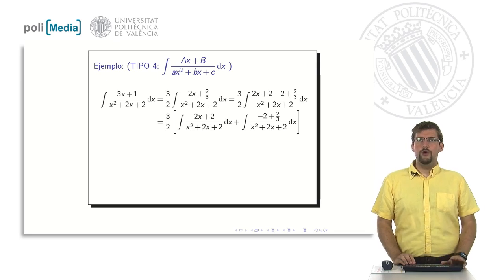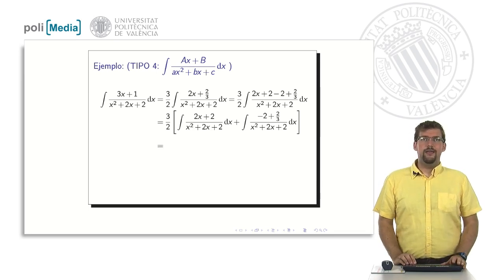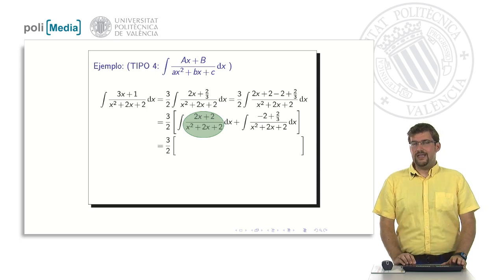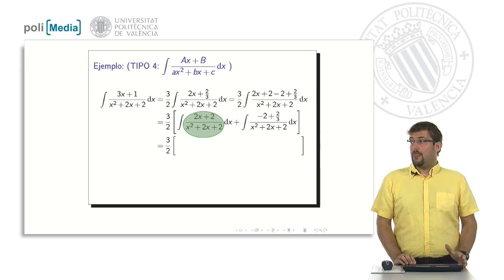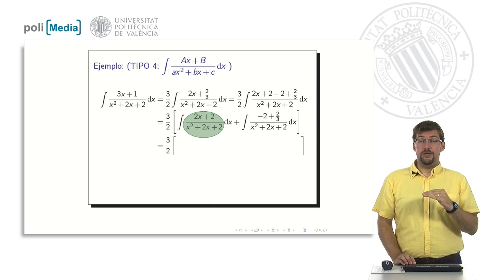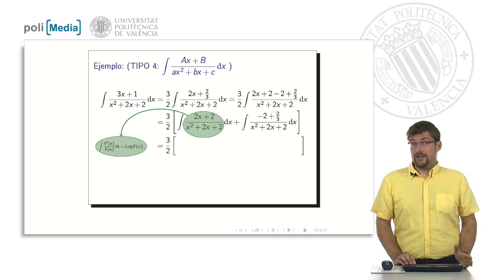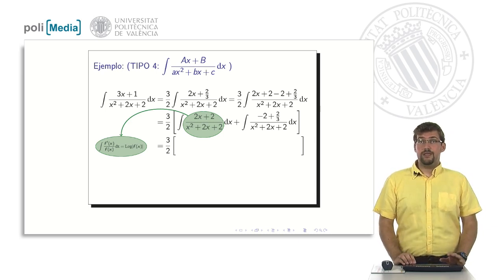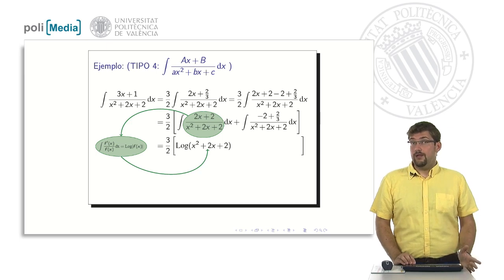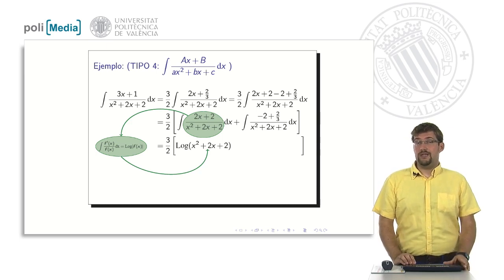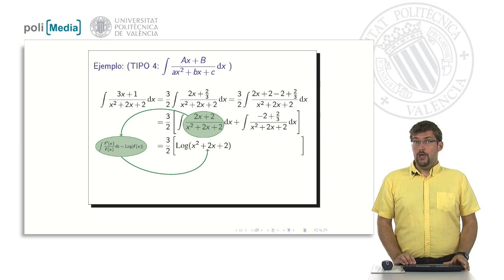After completing this step, we observe that the first of the integrals, that particular function, corresponds to a polynomial of degree 2 below, and simply its derivative above. We must remember that this aligns perfectly with the logarithmic type of primitives. Therefore, this primitive is simply the natural logarithm of the denominator, which is the natural logarithm of x squared plus 2x plus 2. Let's not forget that the primitive has an absolute value, but in this case, the polynomial is always positive. That is why we can remove the absolute value.